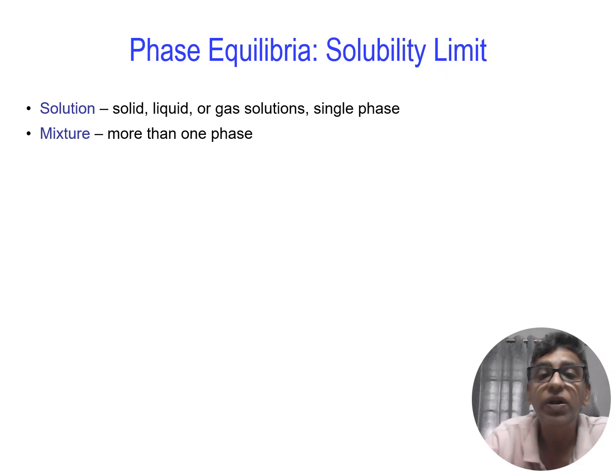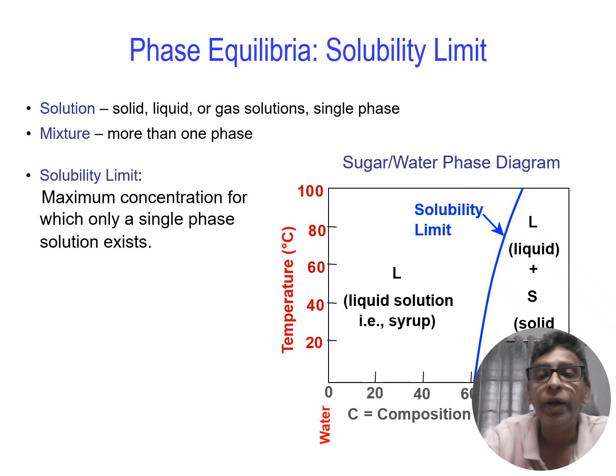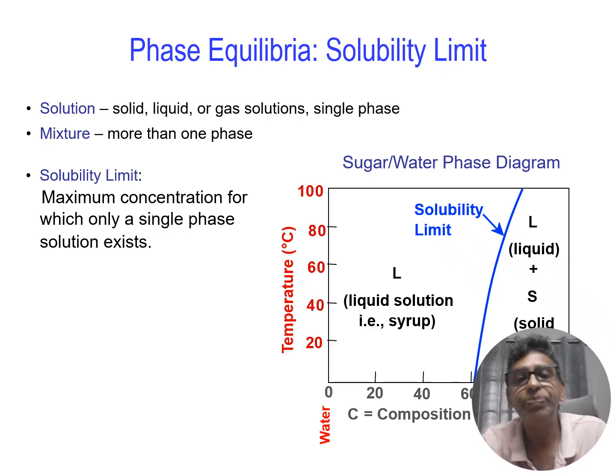So solubility limit: a solution, solid, liquid or gas, is a single phase, whereas a mixture has more than one phase. For example, you take the maximum concentration for which only a single phase solution exists. So this blue color indicates the solubility limit. The y-axis has temperature in degrees centigrade, and the x-axis indicates the composition.